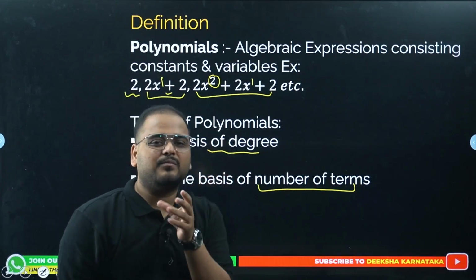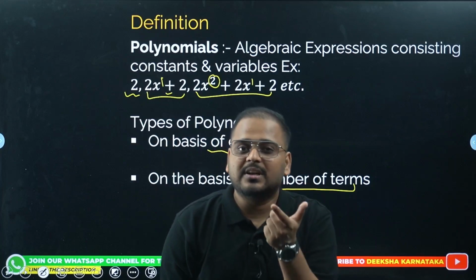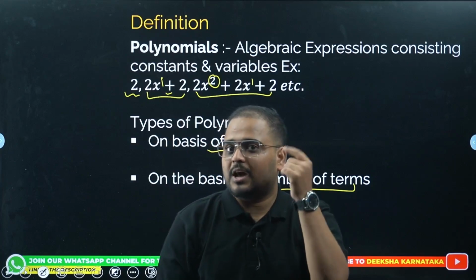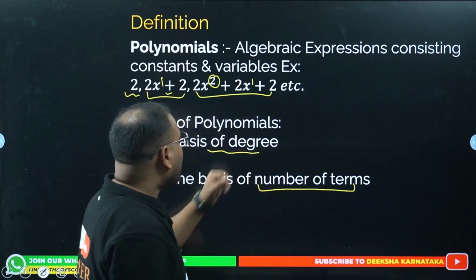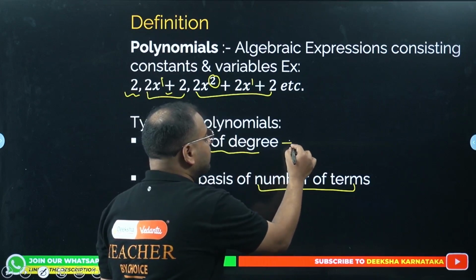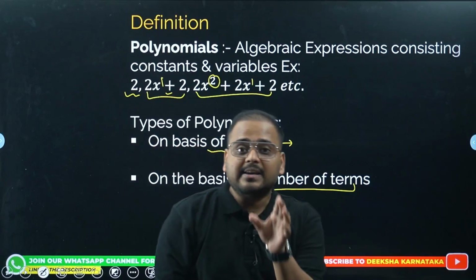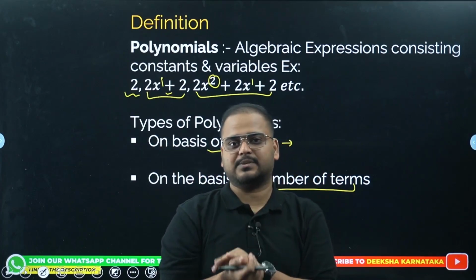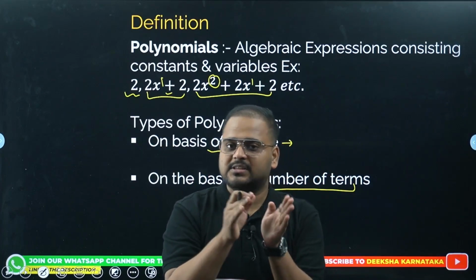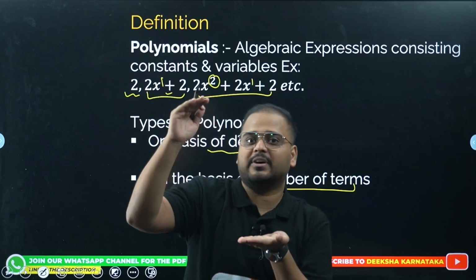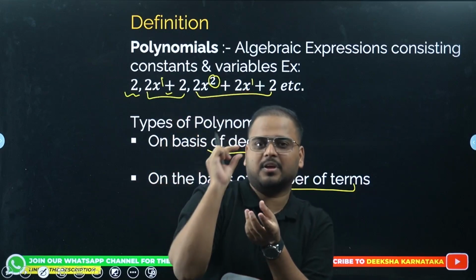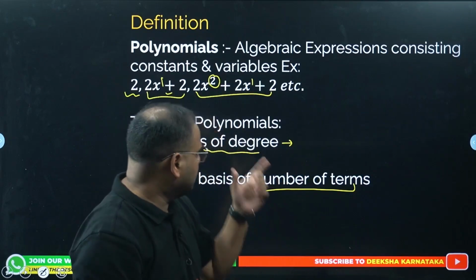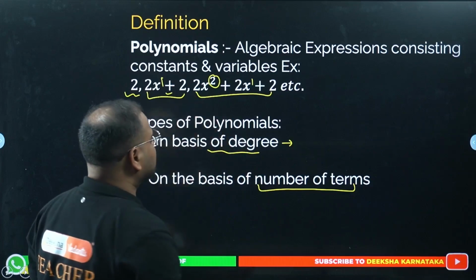Now some people might have forgotten what the degree is, so I'll define it quickly so that you have the recollection. What's the degree? Degree is the highest power of the variable in any given algebraic expression. In any given algebraic expression, whatever is the highest power, the highest index of the variable, that is called our degree. So if we take the same example here, what is written?